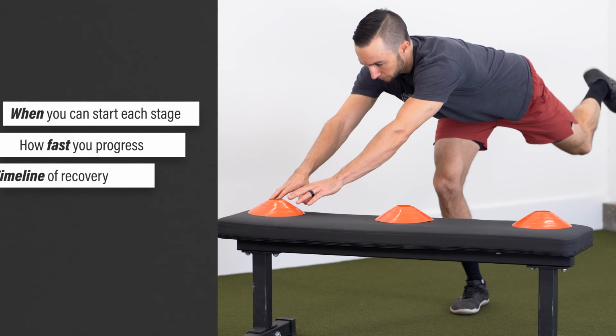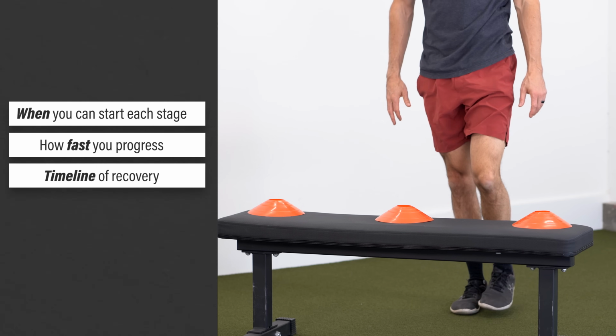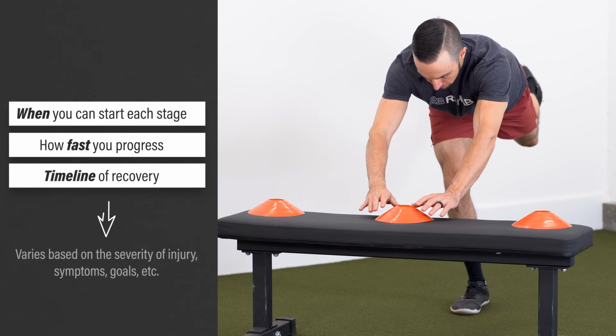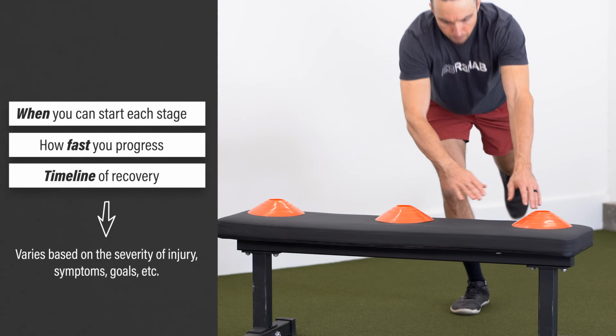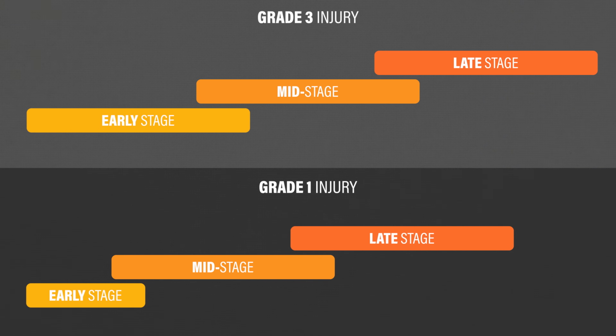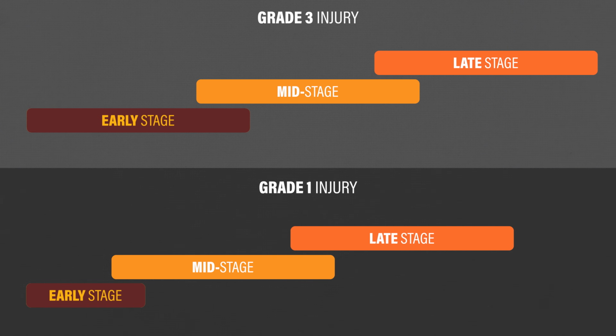When you start each stage and how fast you progress, and your timeline for recovery, will vary based on the severity of your injury, symptoms, goals, etc. For example, if you have a grade 3 MCL sprain, you should expect the early stages of rehab and your timeline from injury to return to sport to last longer than if you have a grade 1 injury.